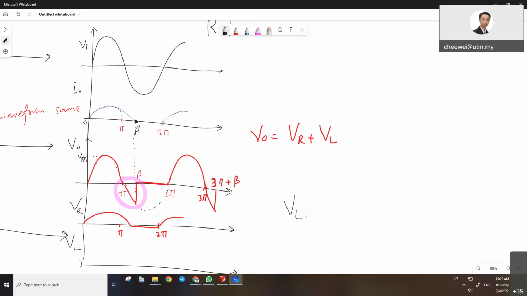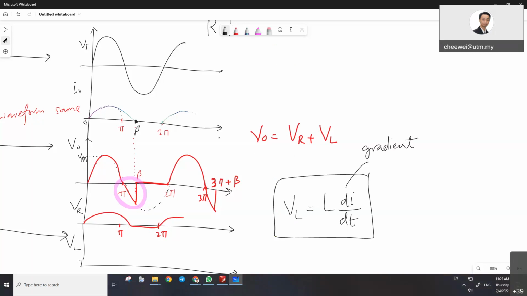Remember what is the equation that we use to express VL? VL equals L, which is the inductor value, di over dt. Di over dt is the gradient of current. So this current, we look at the gradient. Gradient means the slope. Slope can be positive slope and negative slope. So if it's a positive slope, we draw the positive half cycle. If it is a negative slope, we draw the negative half cycle. All right, let's draw it.